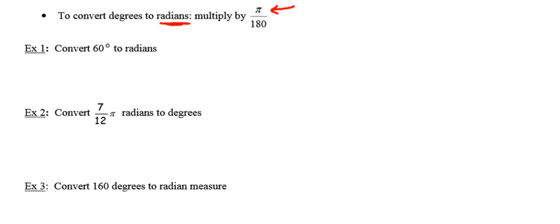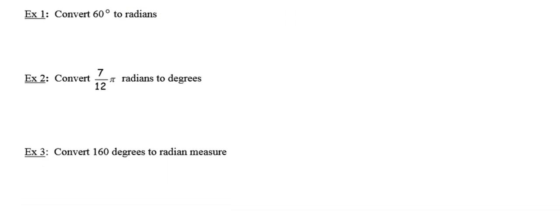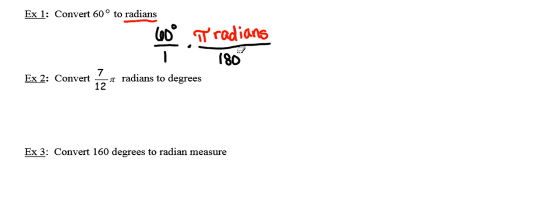All right, so in number 1, it says convert 60 degrees to radians. So the first thing I'm going to do is write down my 60 degrees. I'm going to put it as a fraction over 1, just because my conversion factor here is always going to be a fraction. I want to convert to radians, so pi radians goes in the numerator of that fraction over the 180 degrees in the denominator.